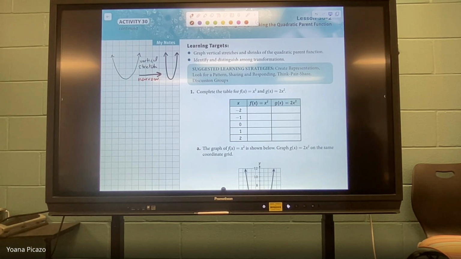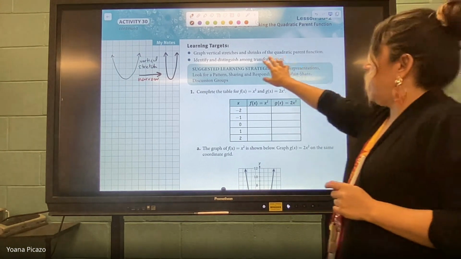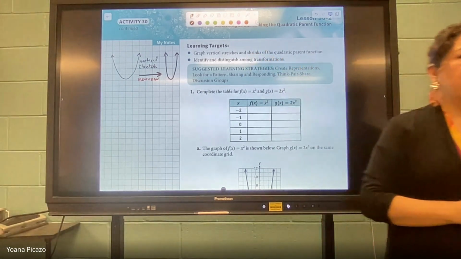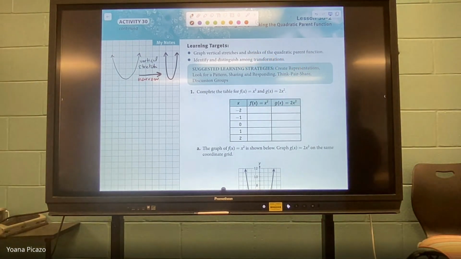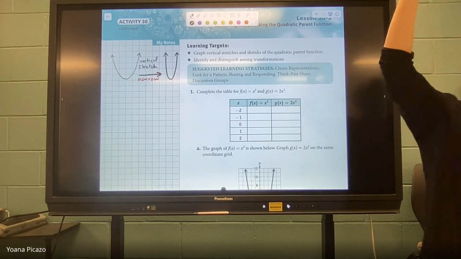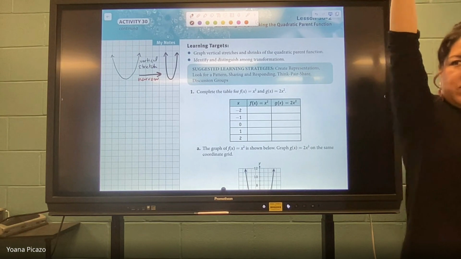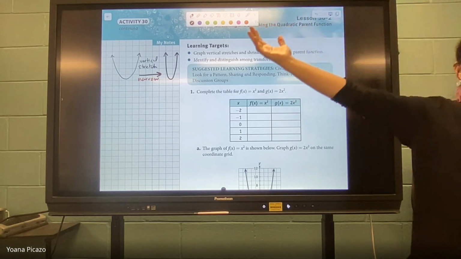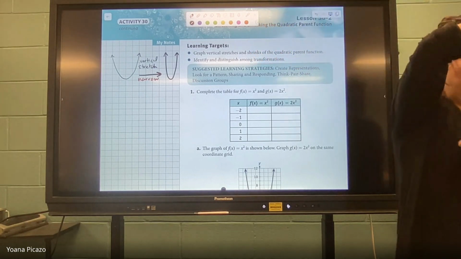Okay, now, we also talk about a shrink. What does that do? Well, instead of me stretching it, now imagine that I'm putting weights on it. What's going to happen to your arms? Are they going to be able to keep them up like this? What's going to happen to your arms? It's going to get wider because you're squishing it in.